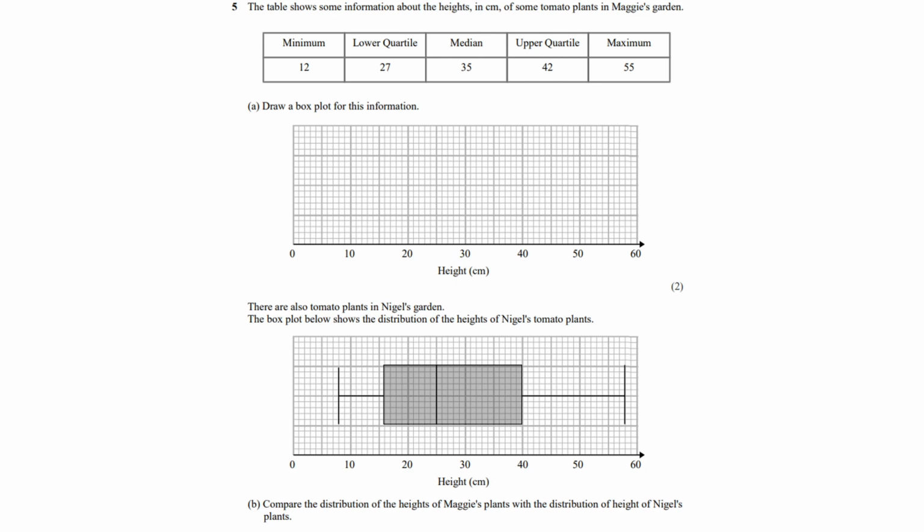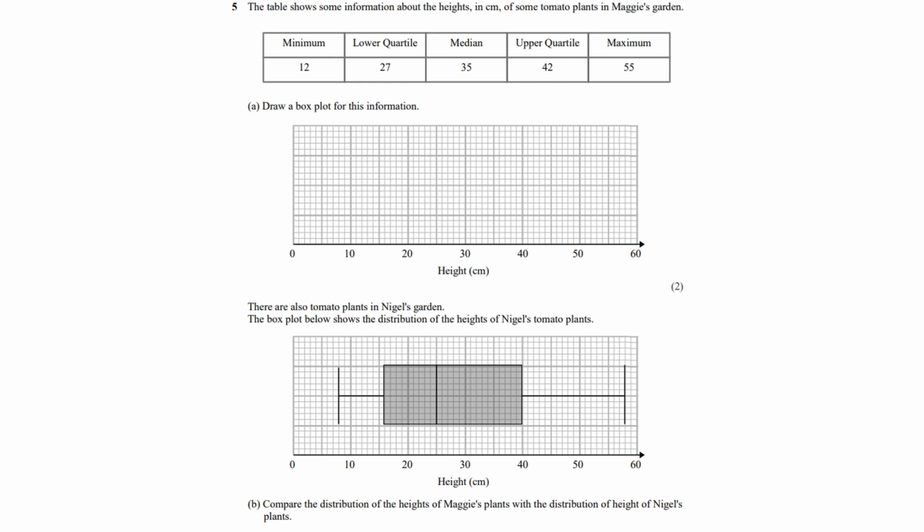Now let's look at this example where not only do we have to plot a box plot, but we also have to compare them. So we're given that the minimum is 12, the lower quartile, median, and upper quartile are 27, 35 and 42 respectively, and the maximum is 55. So let's plot that, shall we?